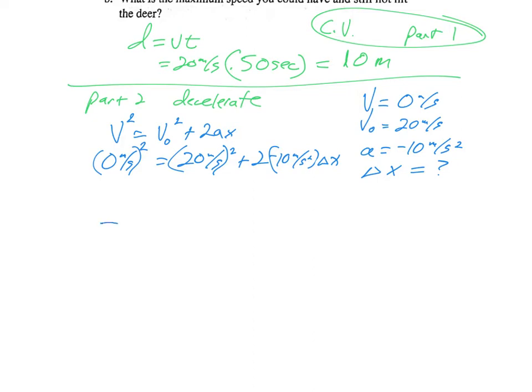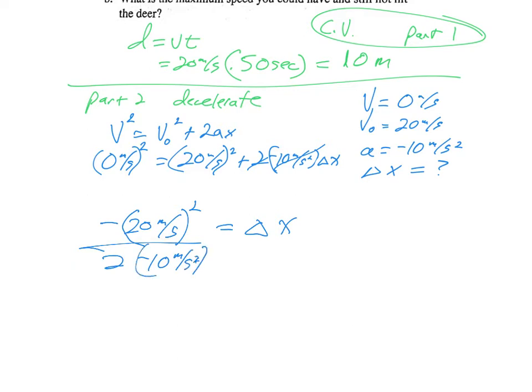Alright, so I'm going to move the 20 to the other side because that 0 just kind of goes away. But you have to square it. My change in x, I divided both sides by 2 and the negative 10 to get these to go away. It's 2, believe it or not, and this equals 20 meters. And I have to add the 10 from before, and that's 30 meters.